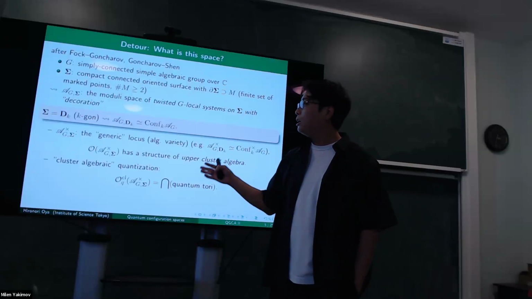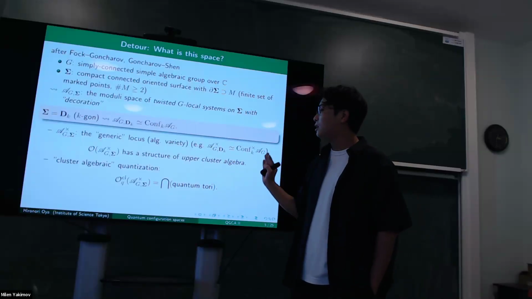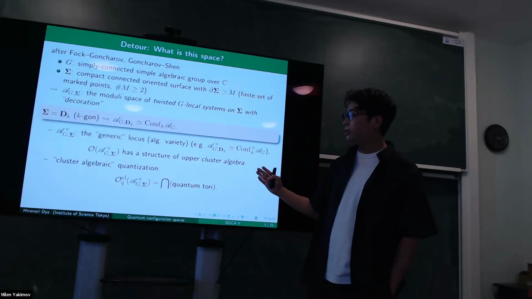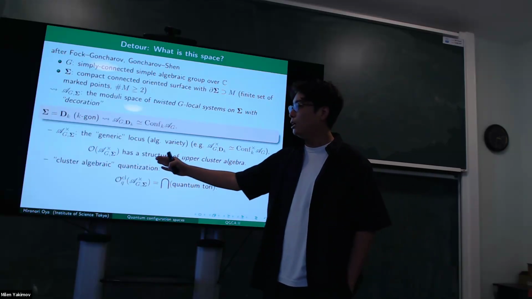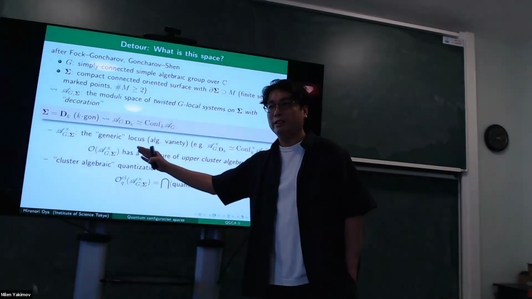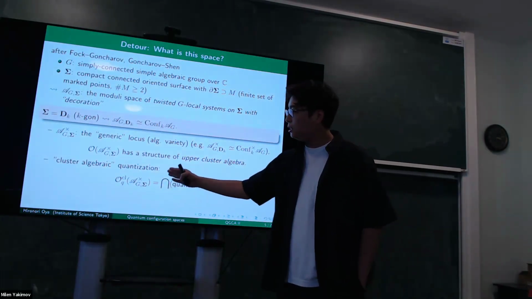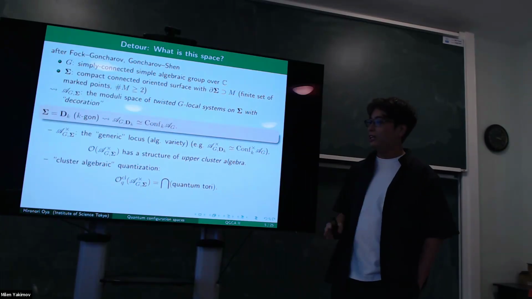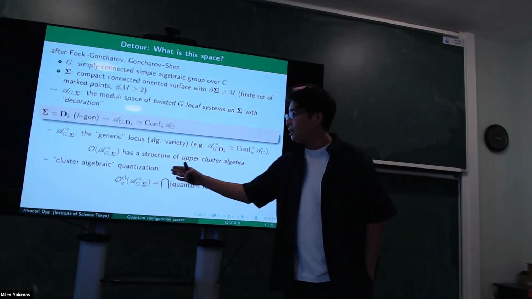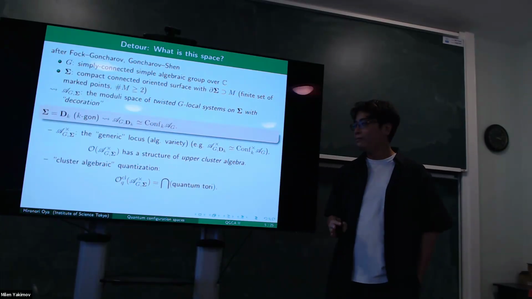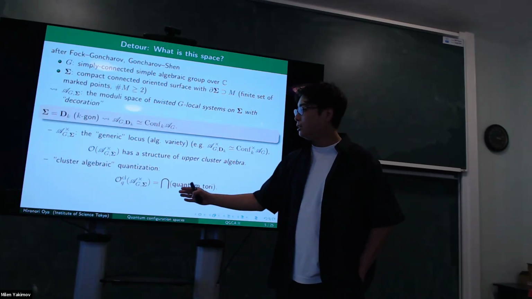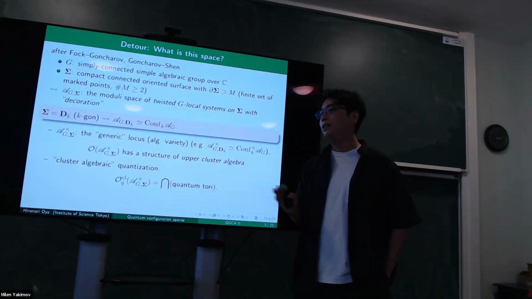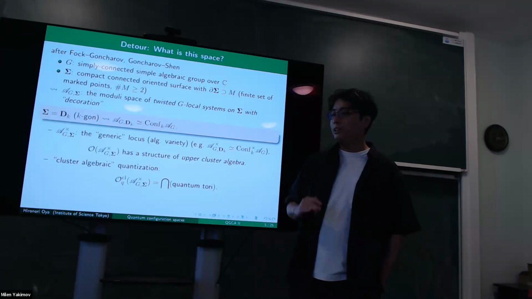And by using this cluster structure and some Poisson structure, we can consider the quantization of this space. So this is defined in a very algebraic way. I mean, this is defined as the intersection of quantum tori, so this is the cluster algebraic quantization.